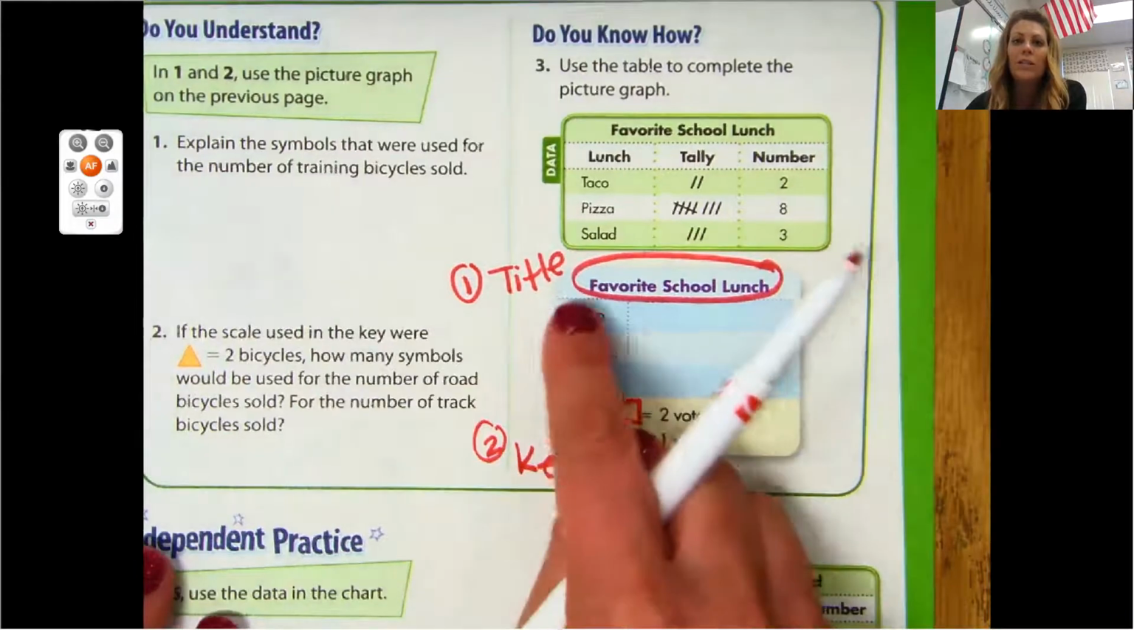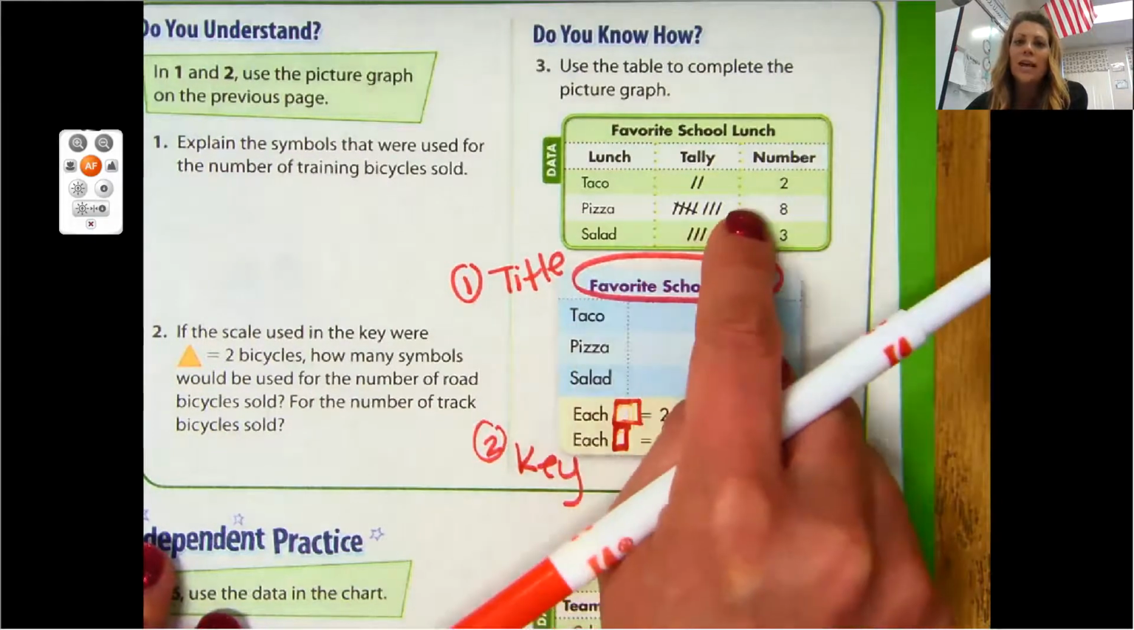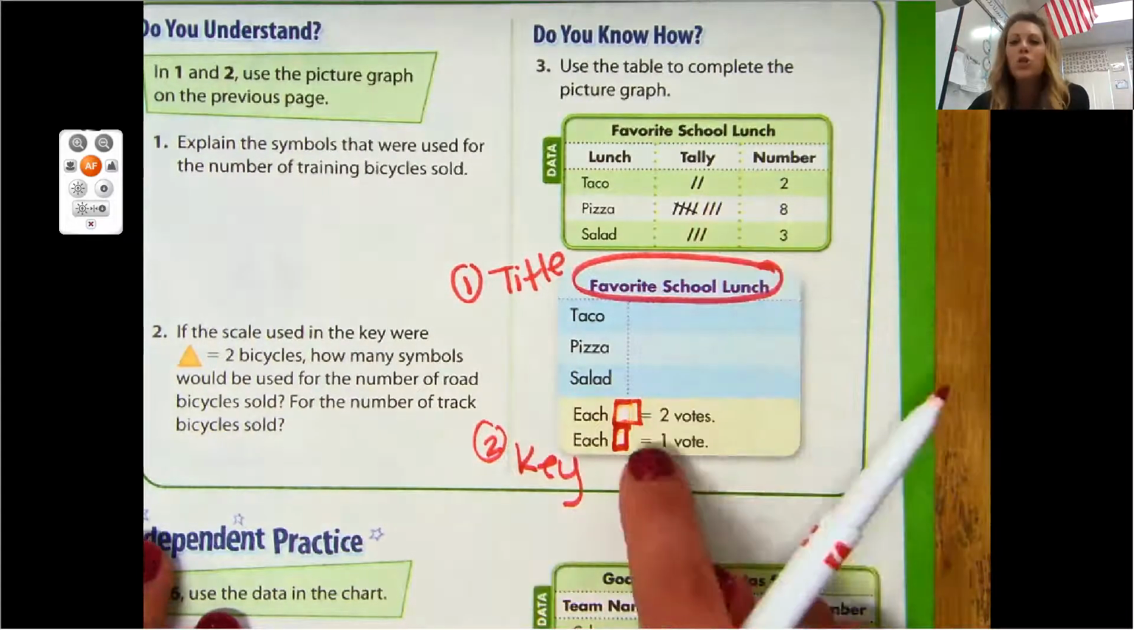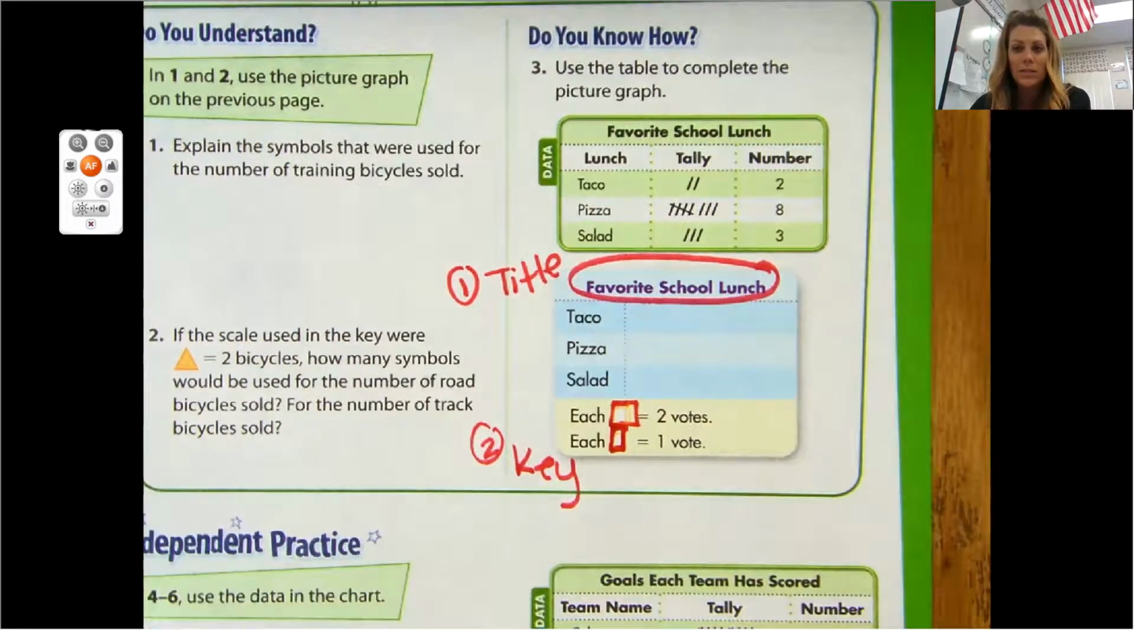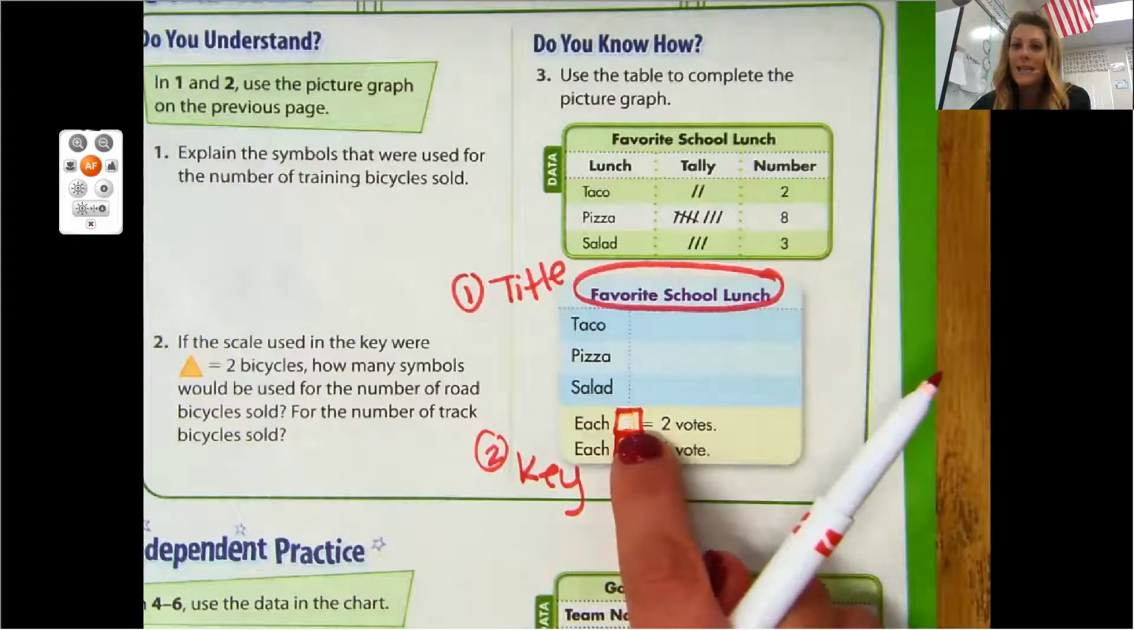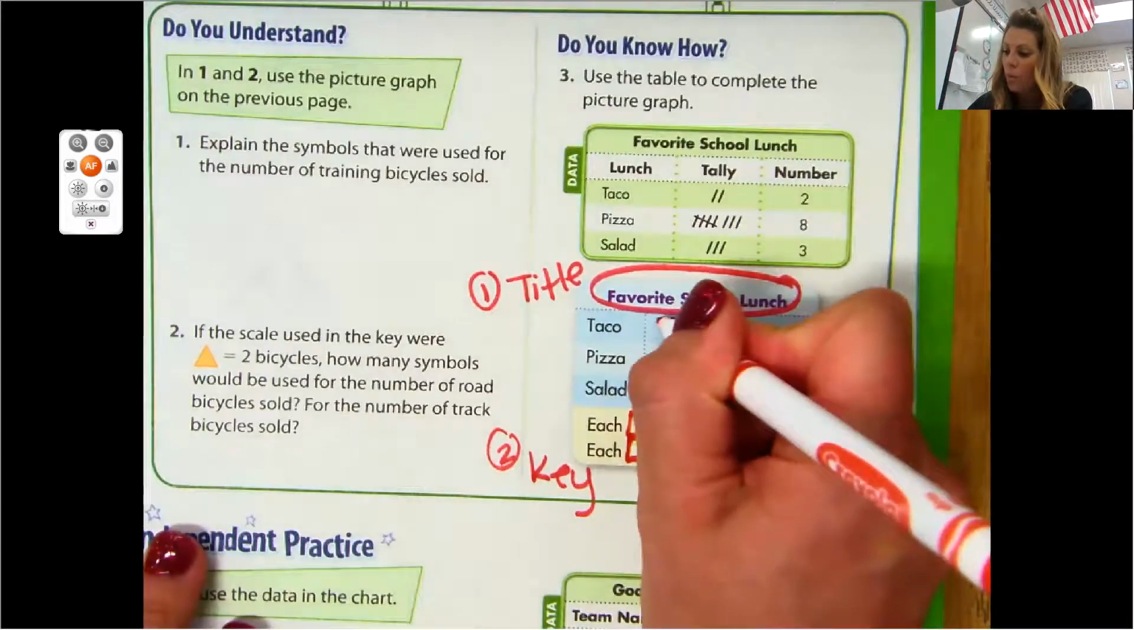So let's go ahead and look at tacos. Tacos has 2 tally marks. So do we draw 2 boxes? No. 1 box counts for 2. So we really only need to draw 1 box.